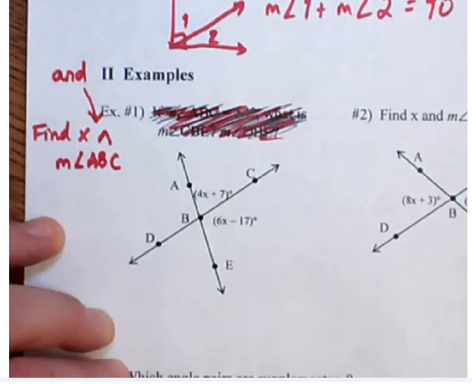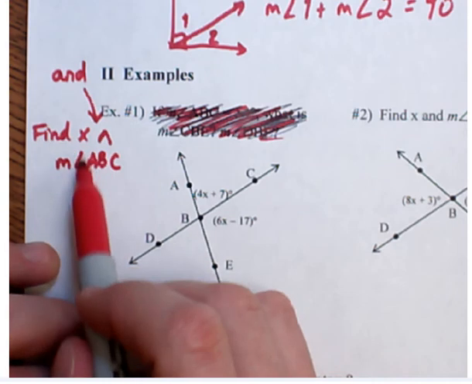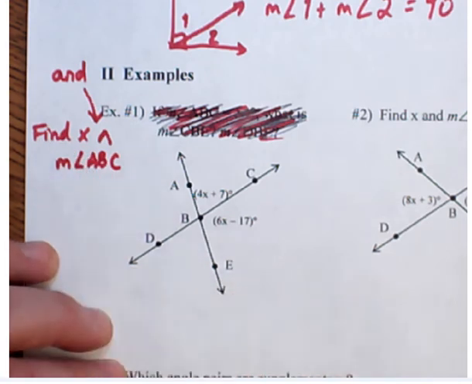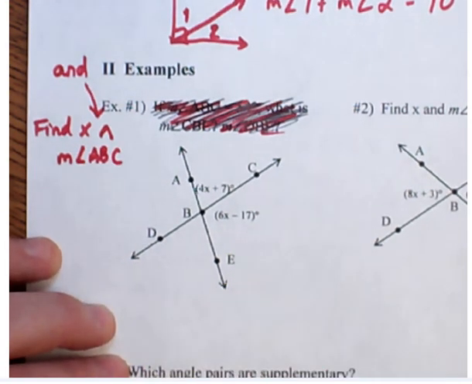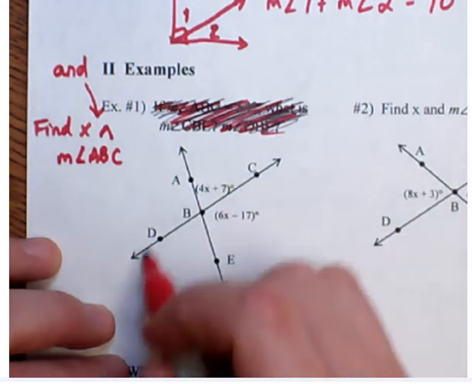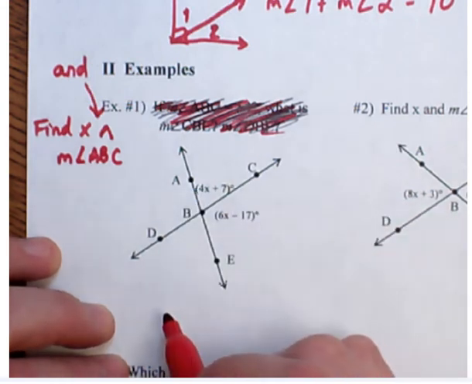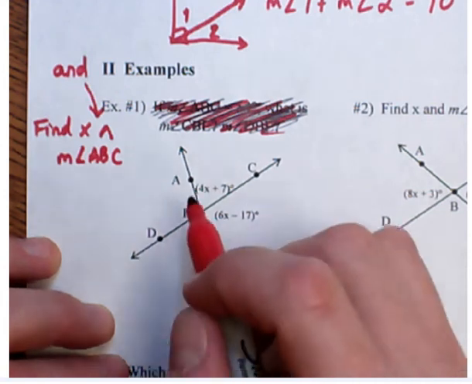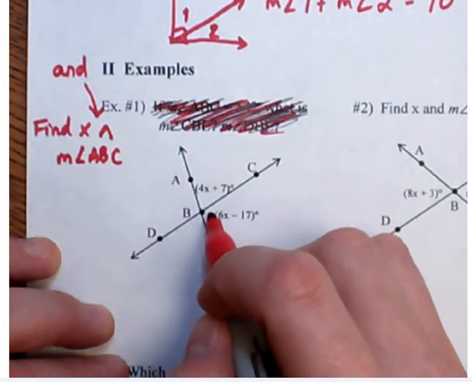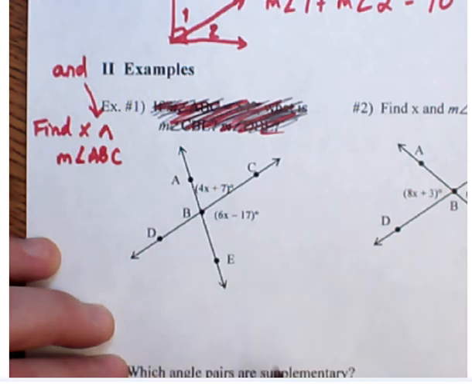Okay, so we're going to find two things. We're going to find the value of x. We're going to find the measure of angle ABC. So take a look at your picture. You have two lines that intersect. Now, do they equal 90? Are they perpendicular? We don't know. They don't tell us that. They don't give us a symbol, so I'm not going to assume that.